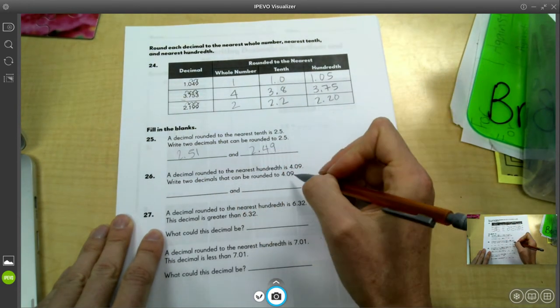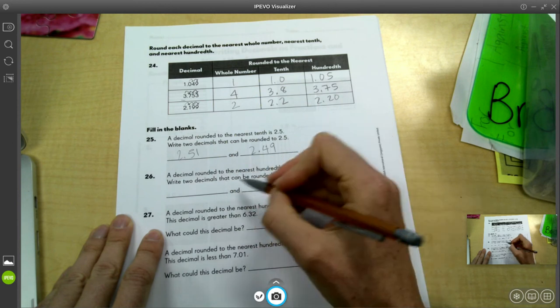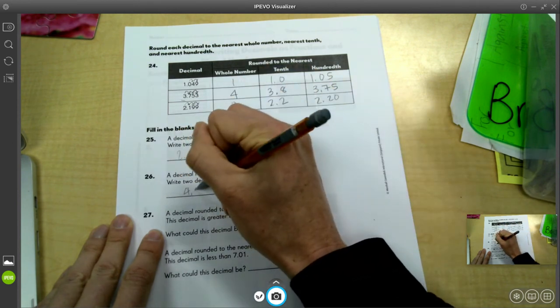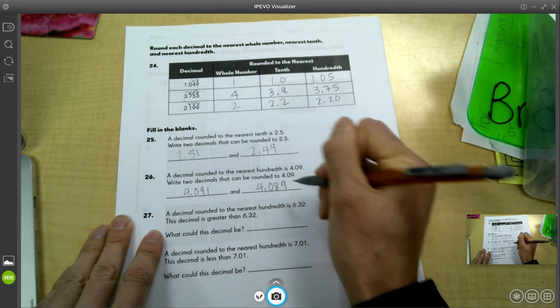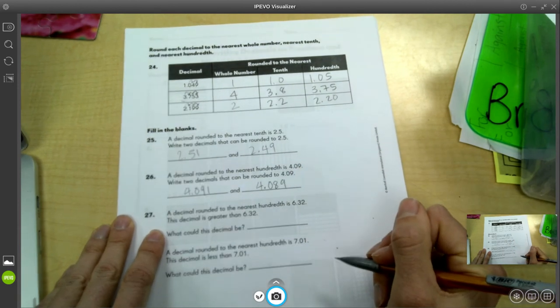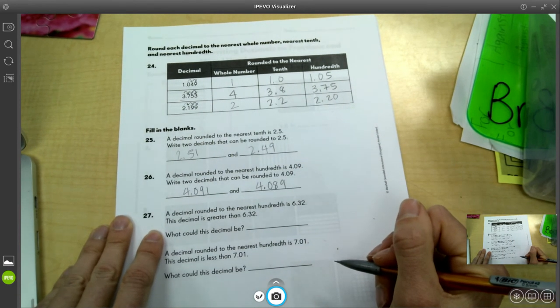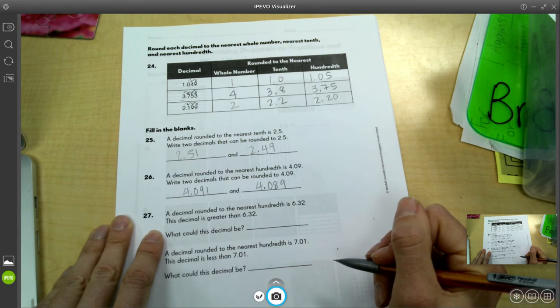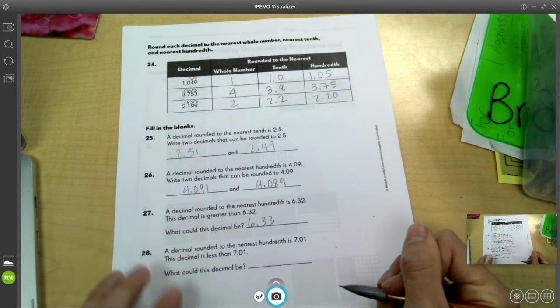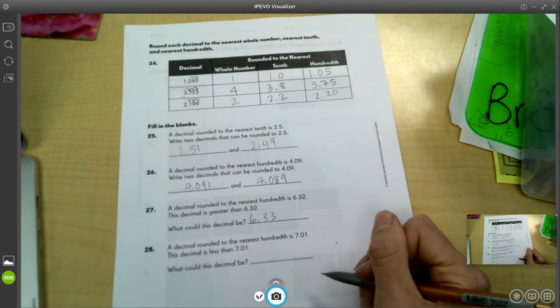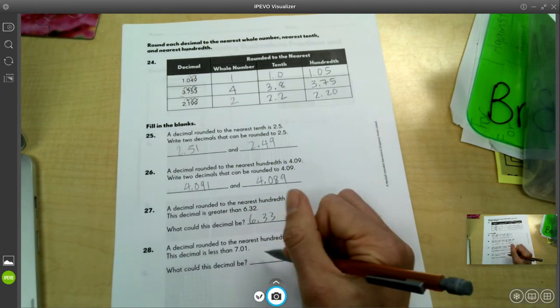A decimal rounded to the nearest hundredth is 4.09. Right, 2 decimals. So 4.091, 4.089. Both round to 4.09. A decimal rounded to the nearest hundredth is 6.32. The decimal is greater than 6.32. 6.33 would round down. A decimal rounded to the nearest hundredth is 7.01. The decimal is less than 7.01.